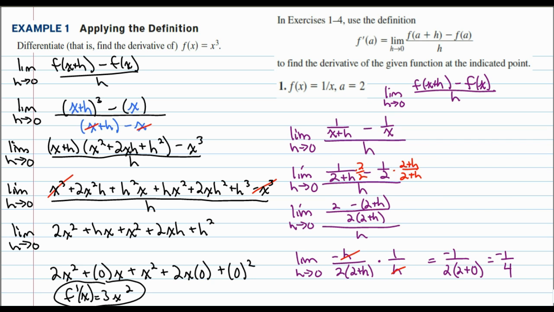So I found the derivative of the given function at the indicated point. I found the derivative of 1 over x at a equals 2, and that was negative 1/4. So the slope of the tangent line at a equals 2 is negative 1/4.